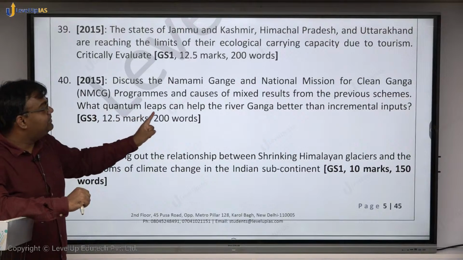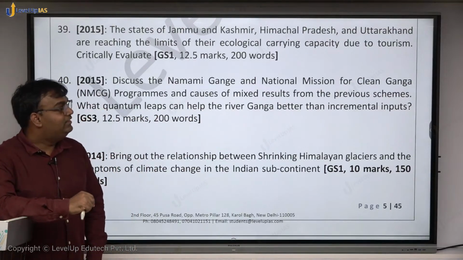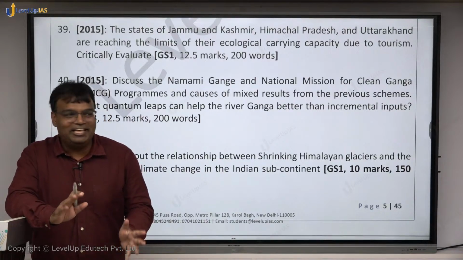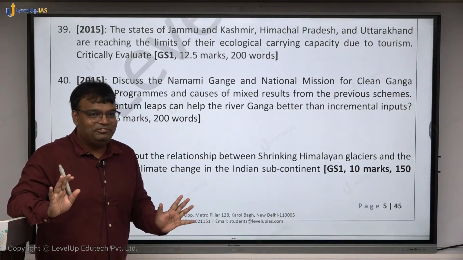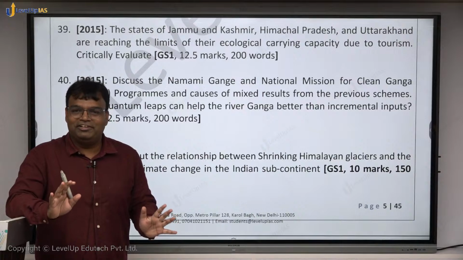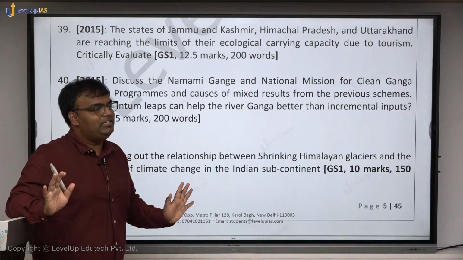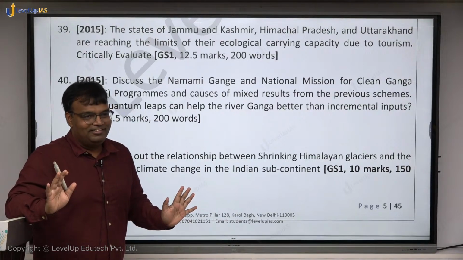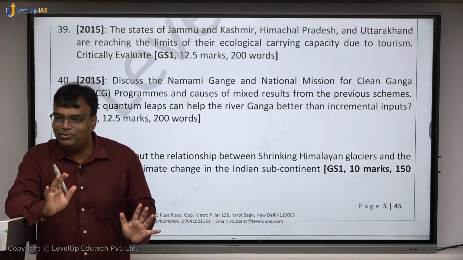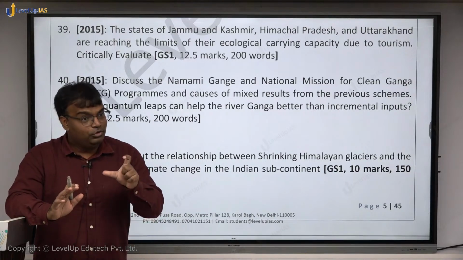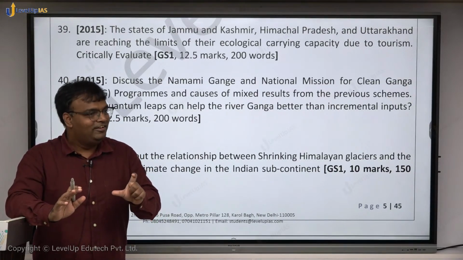What quantum leaps can help river Ganga better than incremental inputs? Like what is the way forward? They are asking what is the way forward to ensure that river Ganga can be cleaned. Has river Ganga been cleaned? No. Namami Gange is almost 10 years old now, and river Ganga has not been cleaned. So you should be ready with your way forward on what more needs to be done to clean river Ganga.